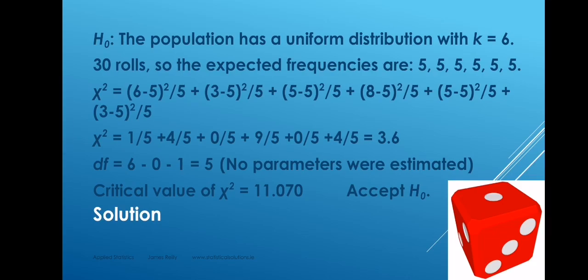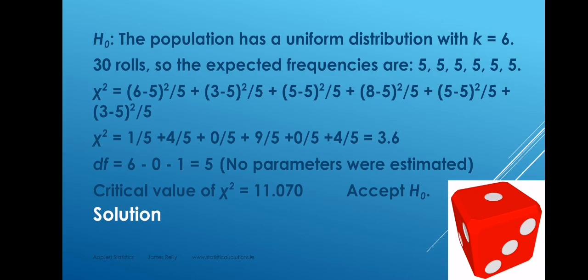We have 6 minus 0 minus 1, which is 5 degrees of freedom, because there are 6 categories in the data. We didn't estimate any parameters from the data, and we subtract 1. And so that gives 5 degrees of freedom. So we go to the tables of the chi-square distribution, enter the tables at row 5, because we have 5 degrees of freedom, and look under the 5% column. And we find that the critical value is 11.070.